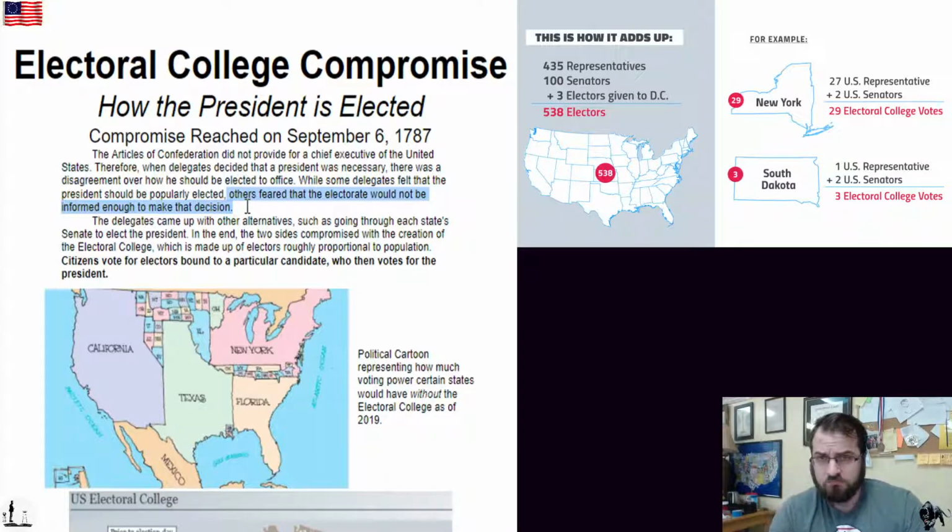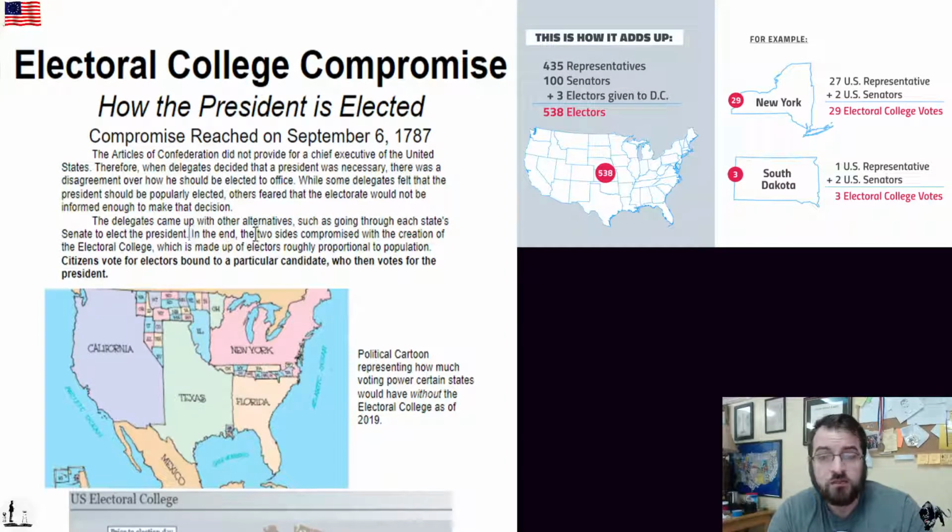Most people in those days could not read or write. So if news is spread by broadsides, by newspapers, by pamphlets, all things you must read, how do illiterate people, people who can't read and write, how do they operate? It's very different from today. The delegates came up with other alternatives, such as going through each state's Senate to elect the president.